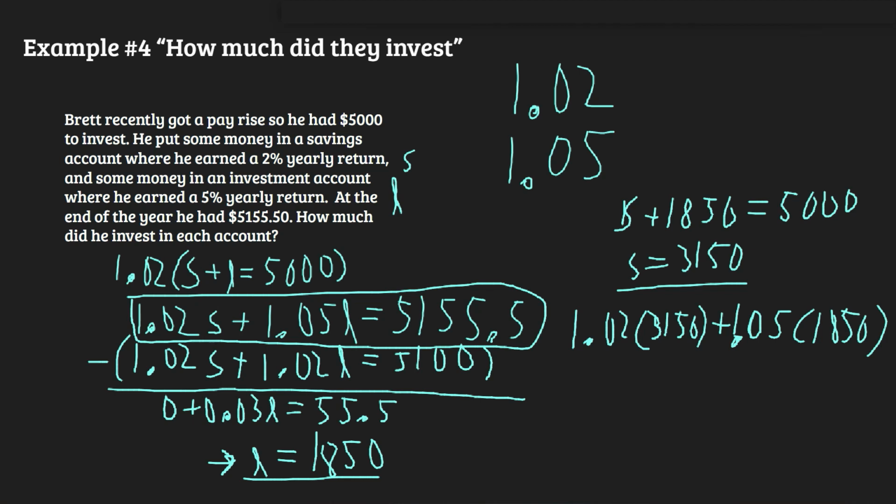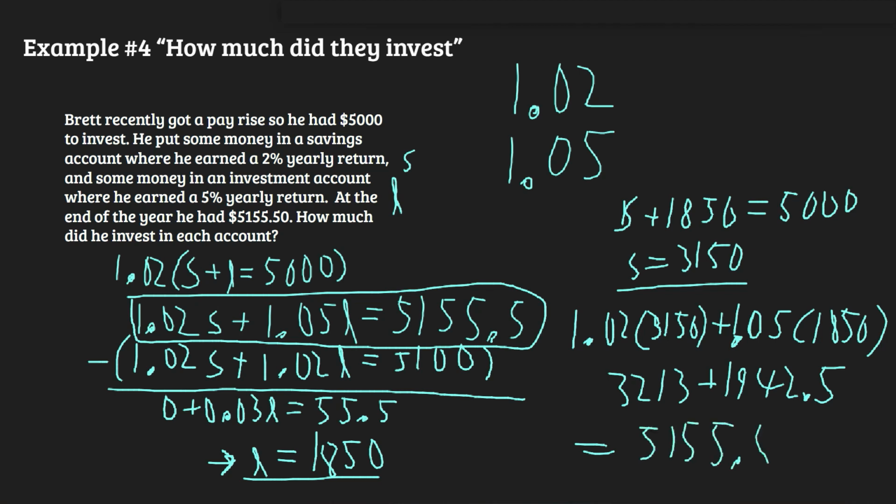So 1.02 times 3,150, I get 3,213. And then 1.05 times 1,850, I get plus 1,942.5. And then if I add those, I get 5,155.5, which is what I should get. And that's how we do this problem.